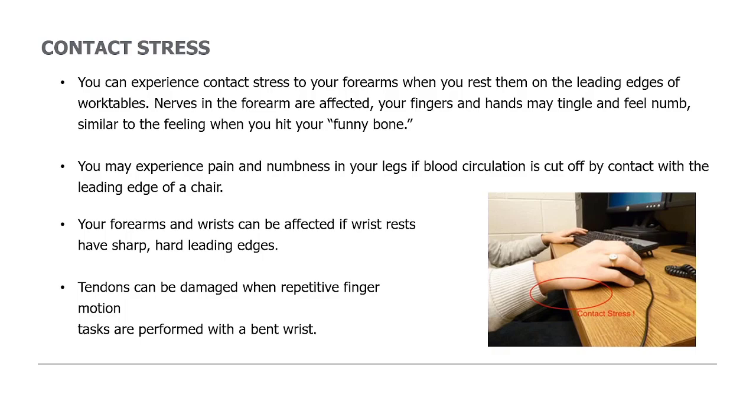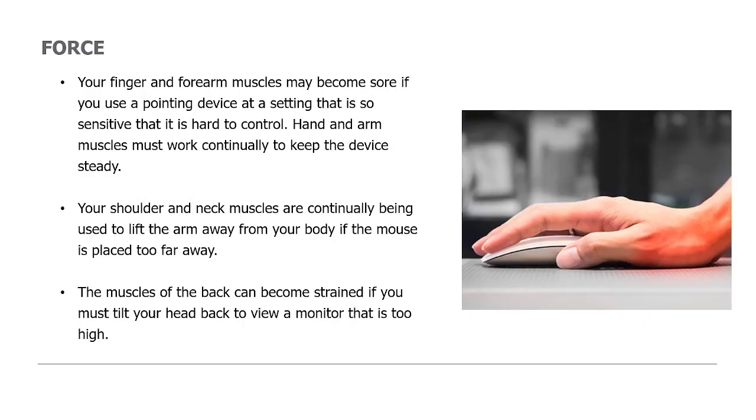A good example of that may be repetitive finger motion. Tasks are performed with a bent wrist. In other words, you do the same task over and over and over, and that's what you're really trying to avoid. The force affects your fingers, your forearm areas, your muscles, your shoulders, and your necks, which are continually being used to lift the arm away from the body if the mouse is placed too far away. In other words, you're pushing down on that part of the body. And when that does occur, once again, that's what they consider as force.